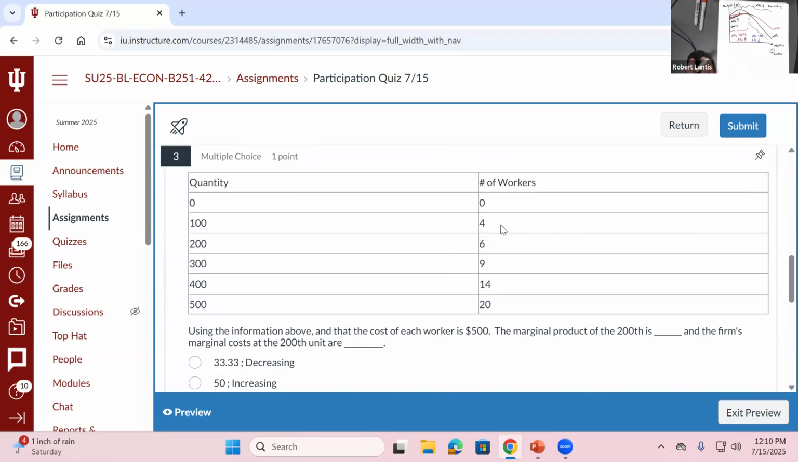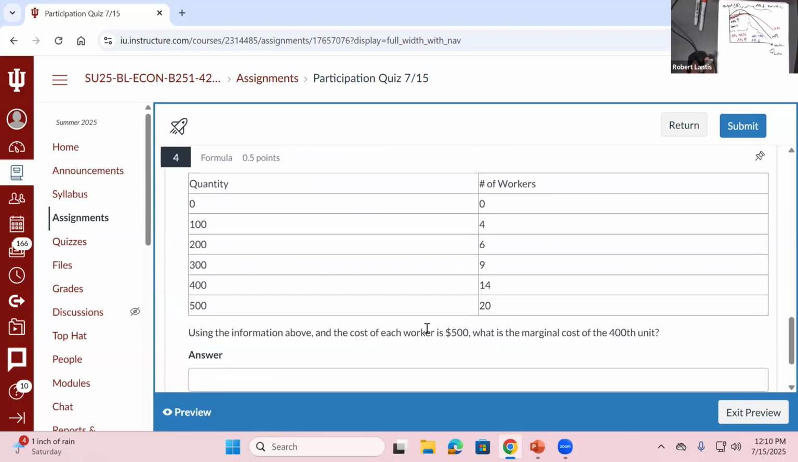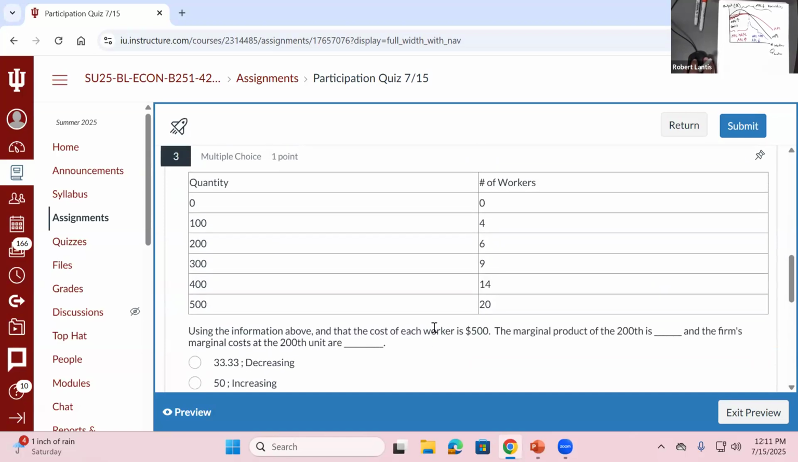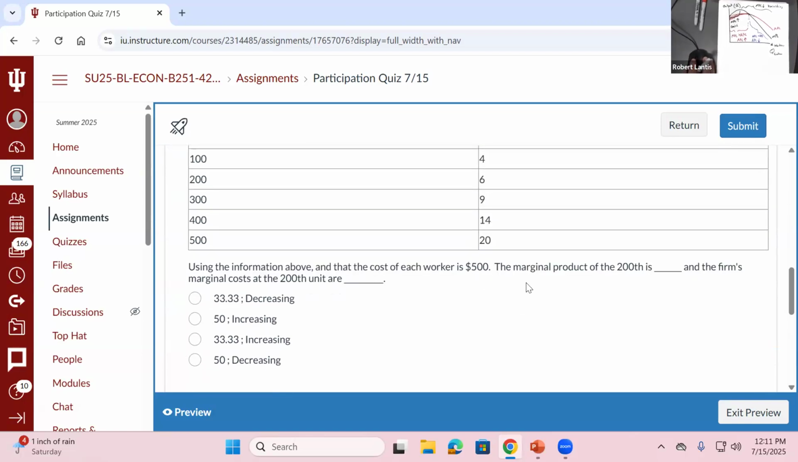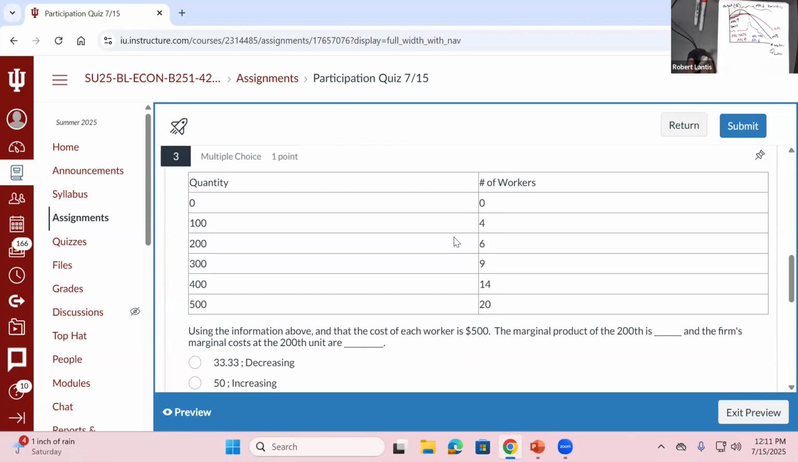So we haven't quite got here, but it'll help us introduce the next concept. So let's say I was looking at a table like this, and I had, what do I have down here? Yeah. So if I've got the cost of each worker is $500, okay? If I had the marginal product of the 200th, or sorry, what do I want here? The marginal product, what would the marginal product of labor be of the 200th unit, right?